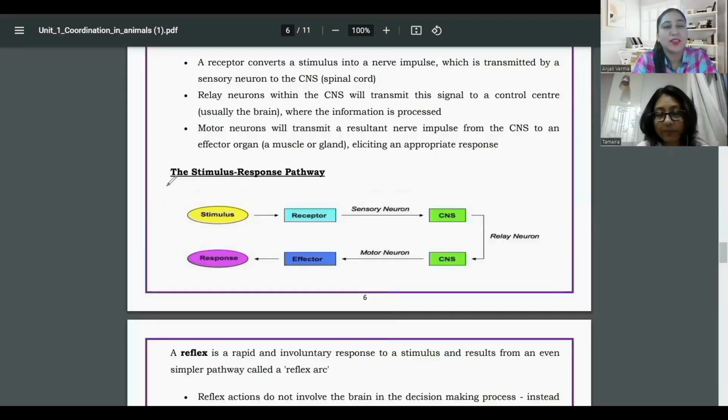Okay. Okay, Tia. Explain stimulus response pathway with example.